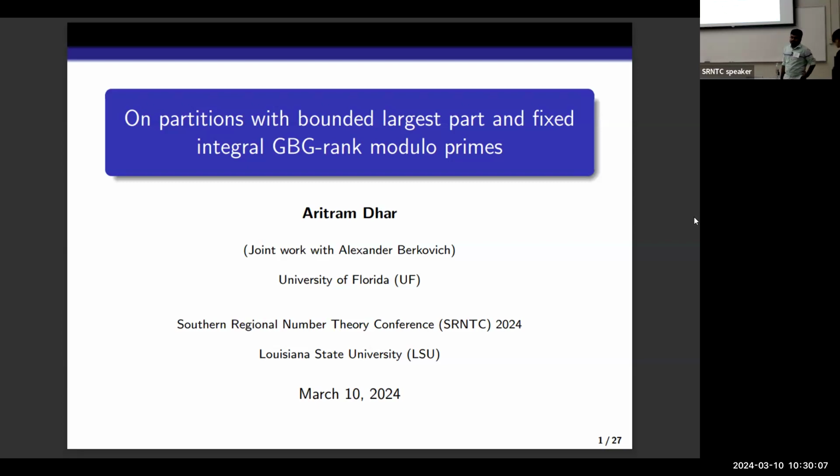So our second speaker is Aritram from the UF, and he will talk about partitions with bounded largest part and the fixed integral GBG-rank modulo primes.